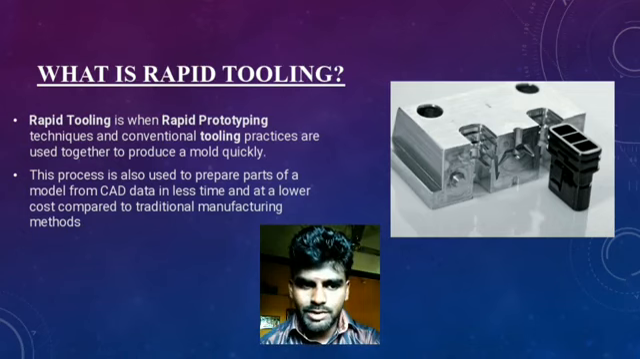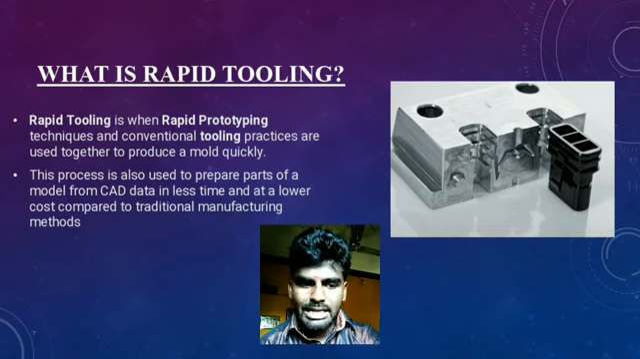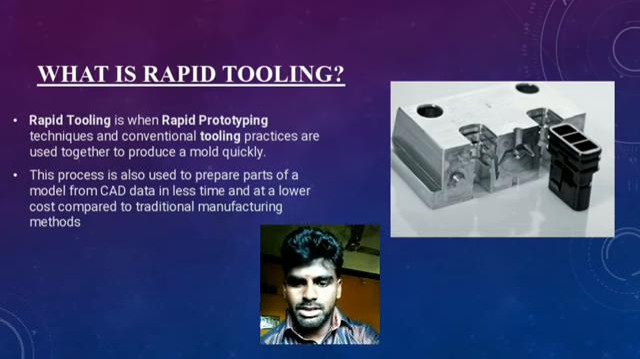First of all, let us know what it actually is. It is nothing but rapid prototyping and conventional tooling working together to form a mold quickly. The time taken to produce the mold is very low, so we go for this method. It is also used to prepare models from CAD at a lower cost compared to other manufacturing methods.